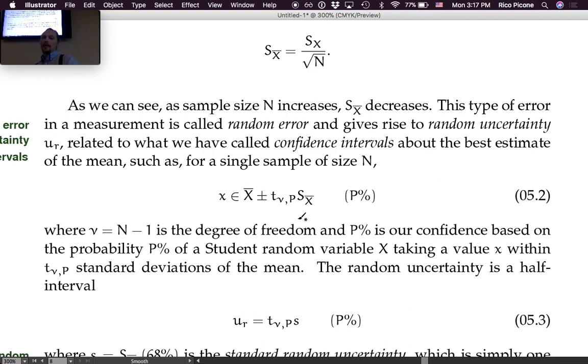Okay? So remember, you can use the t-score depending on how much confidence you want. So if you want really high confidence, your t-score is going to be larger and your interval is going to be larger, right? So this was our best estimate of a confidence interval for a value.